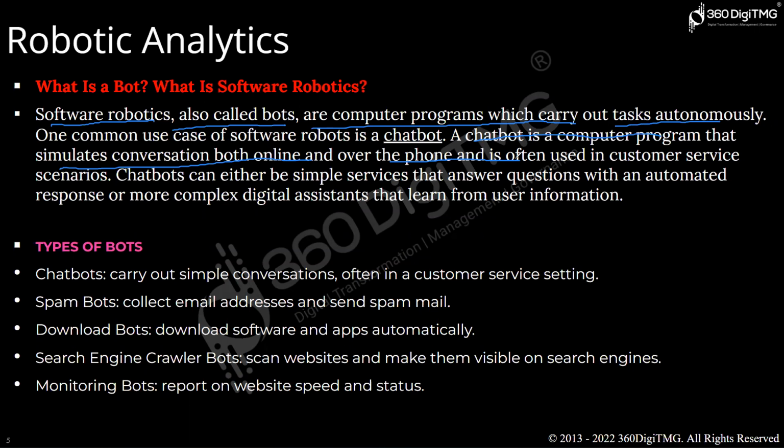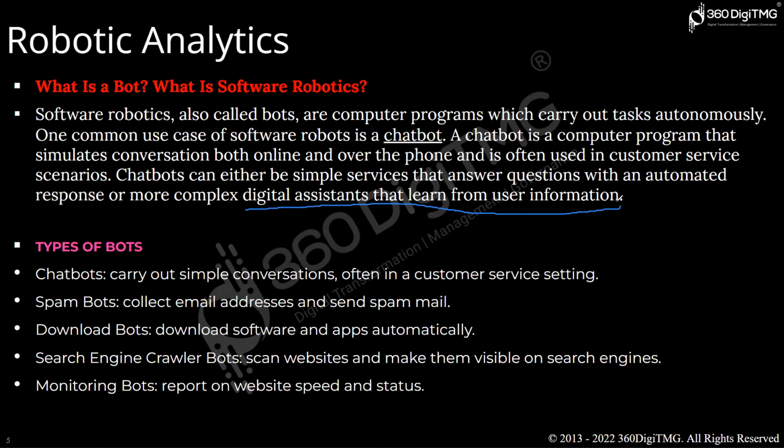So chatbots can either be simple services that answer questions, as I said, an automated response, or complex digital assistants. Okay, basically one is you can get information, where you can ask me the question and they're going to answer. And one more is digital assistants that learn from user information. So basically, if you want to give any information to this chatbot, it's going to learn and give you some information. That is one more complex thing of this chatbot.